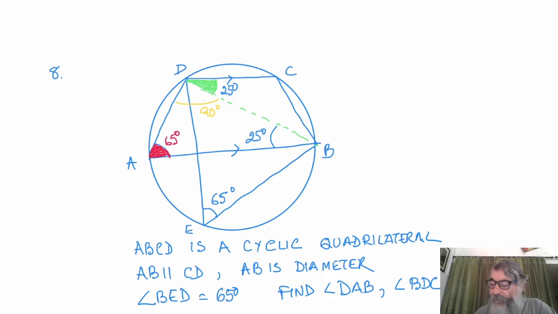Once we have this 90 and this 65, this will be obtained by 90 minus 65, which will give us 25. 90 minus 60 will give 30, 30 minus 5 is 25. Then we will get the alternate angles. Angle CDB will be the same as DBA, 25 degrees.